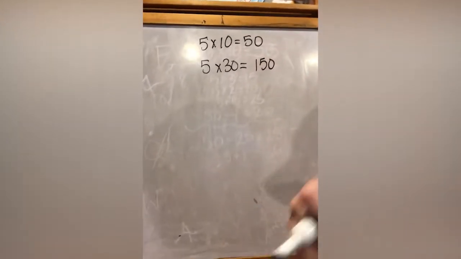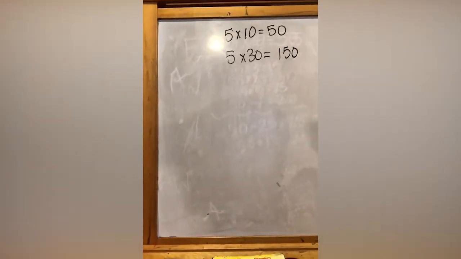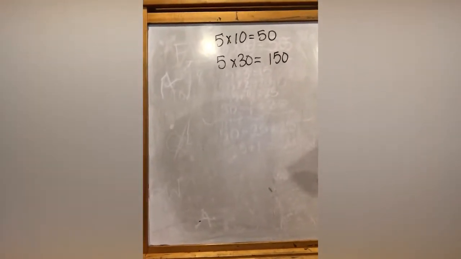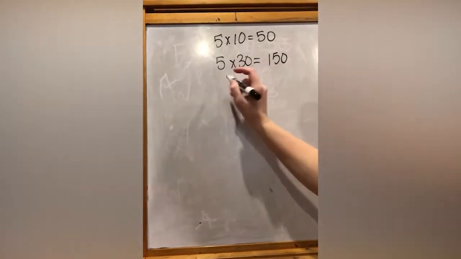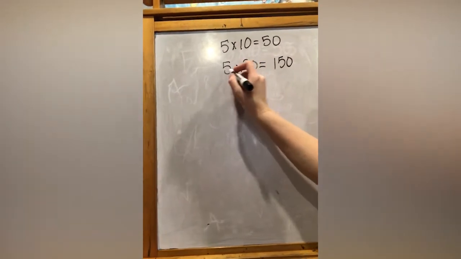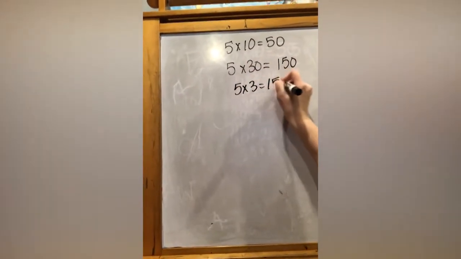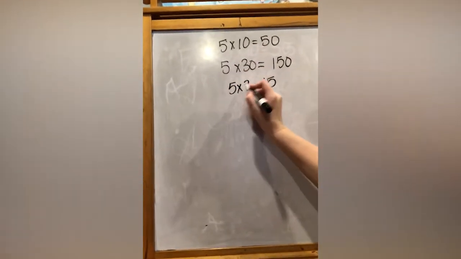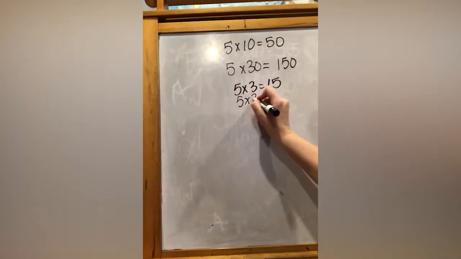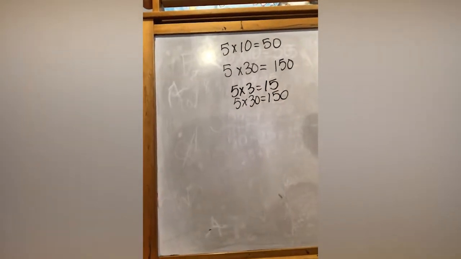I agree with him. Think about whether you agree or not. And then, Patrick, why don't you explain your strategy there? 5 times 3 is 15, and then you add a 0. Okay, so he's saying that if he knows 5 times 3 is 15, 5 times 30 is just adding on that extra place value to make it 150.